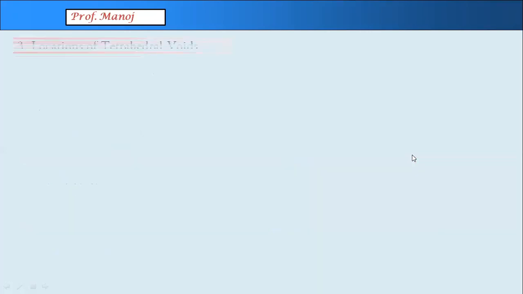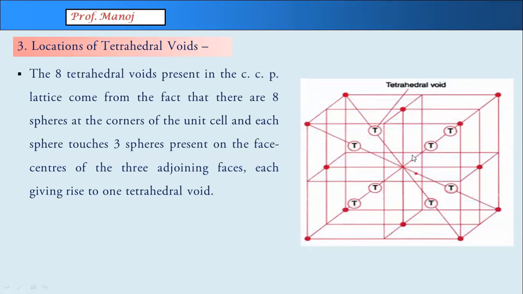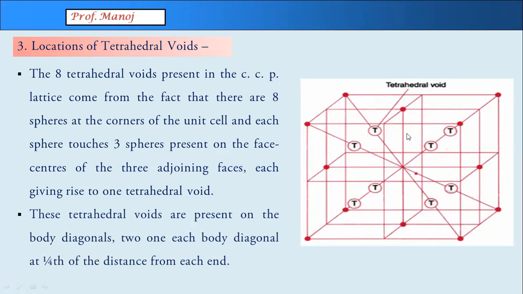Same way, I will show you the location of the tetrahedral voids also. In the CCP lattice, there are these 1, 2, 3, 4, 5, 6, 7, 8. So 4 in the upper plane, 4 in the lower plane. These are the total 8 tetrahedral voids which are present. If you see one body diagonal, at this body diagonal, there are 2 tetrahedral voids present. Another body diagonal, there are 2. So that's why there are totally 4 body diagonals, each containing 2. That's how 8 tetrahedral voids are present.